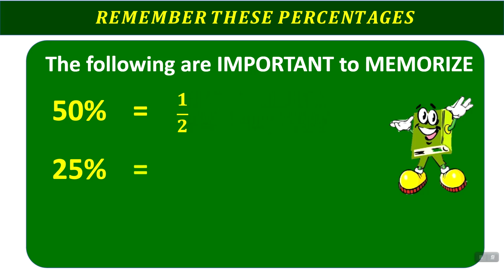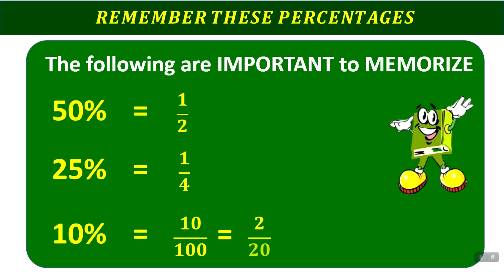25%. Well, 25% is 25 over 100. And if we divide 25 by 5 and 100 by 5, we get 5 out of 20. And again, if we divide 5 by 5 and 20 by 5, we get 1 out of 4, or 1/4. So 25% is really 1 over 4. 10%. We know 10% is 10 over 100. And if we divide by 5, we get 2 out of 20. And if we divide again by 2, we get 1 out of 10. So 10% is really 1/10.